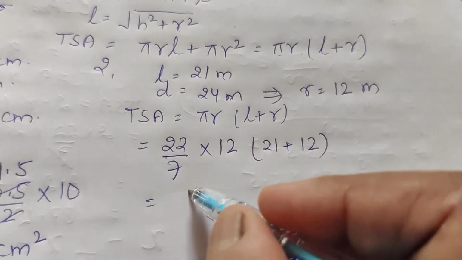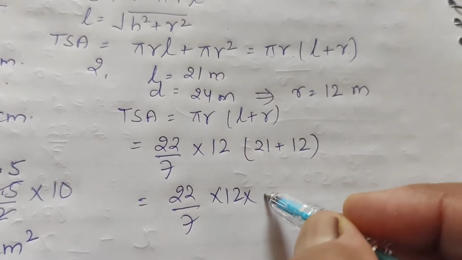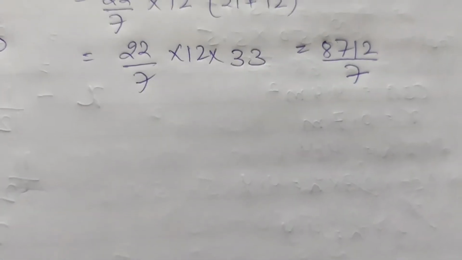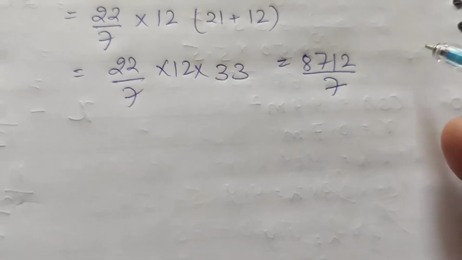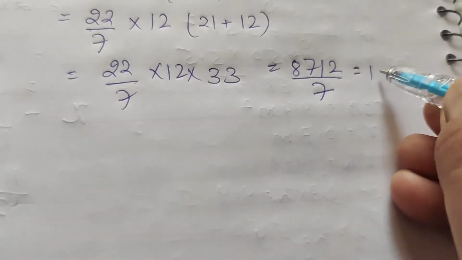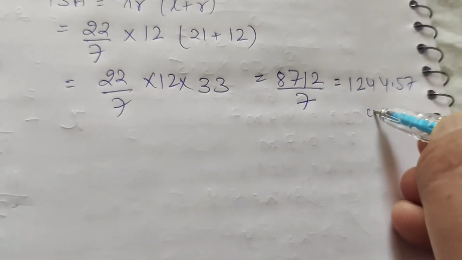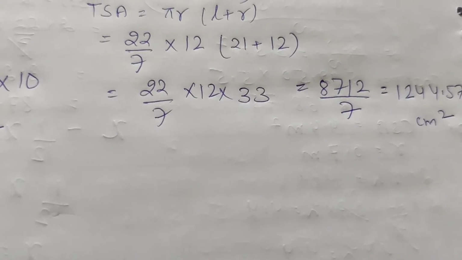22 by 7 into 12 into 33. 12 into 22 into 33 is 8712 by 7. Now dividing by 7, we get 1244.57 centimeter square. Next question, question number 3.